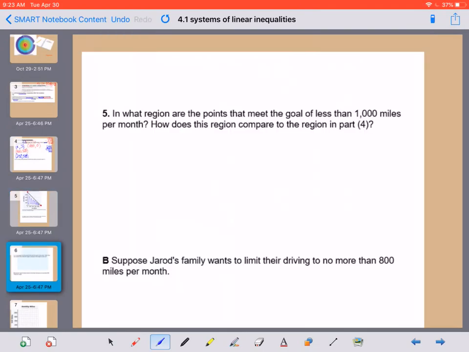So question 5 says, in what region are the points that meet the goal of less than 1,000 miles? So is this region the same? Is this region different? That is up for you to figure out.